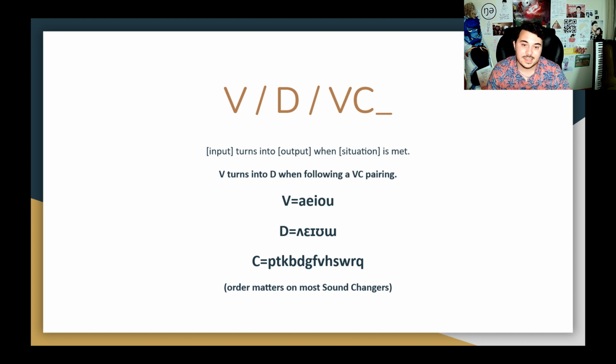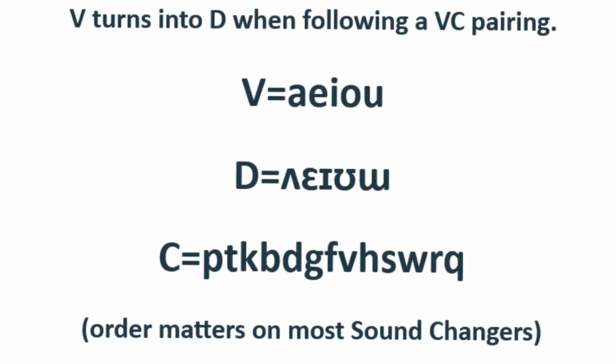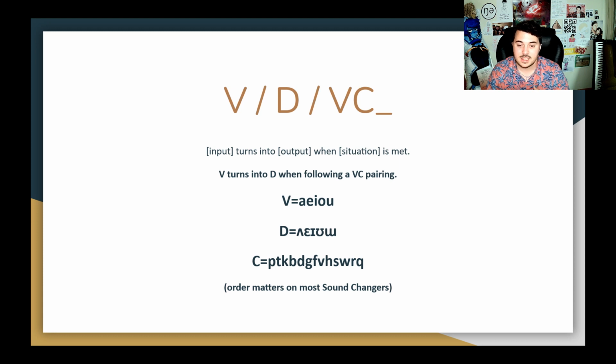So V is going to turn into D when it follows a VC pairing. In this situation, I chose to make V, A, E, I, O, U, D, E, U, and C, right? And the order in this matters, right? Because since it says V to D, you need to have the order in the same way, so that A is specifically going to become E, is going to become I. That's definitely required in sound change appliers, and it's generally a good idea to do, because you're usually going to have these things listed out right on top of each other.